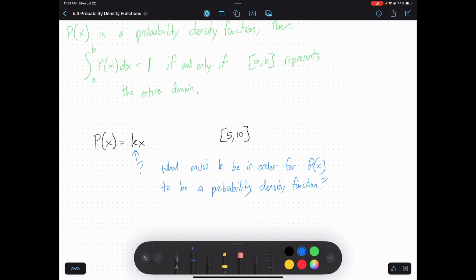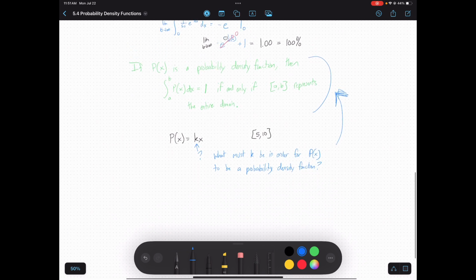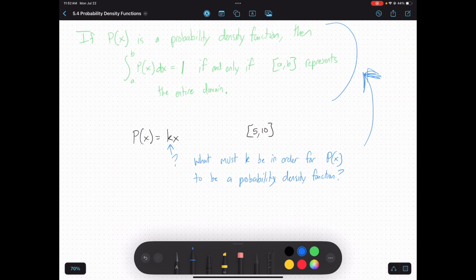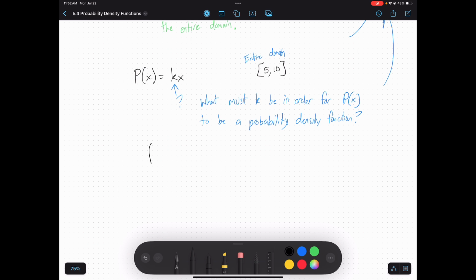Well, to answer this, it goes right back to that property. In order for something to be a probability density function, the integral over its entire domain, which is what this is, must equal 1. So let's try this out. I'm going to take the integral from 5 to 10 of kx. Okay, remember, we're assuming k is a constant. So when I take the integral of this, I just get kx squared over 2, and that's integrated from 5 to 10.